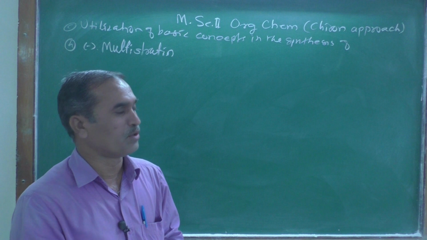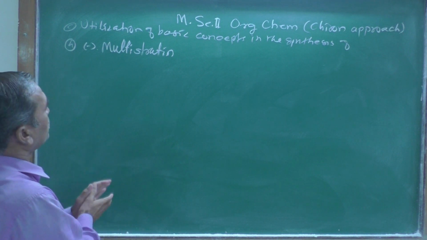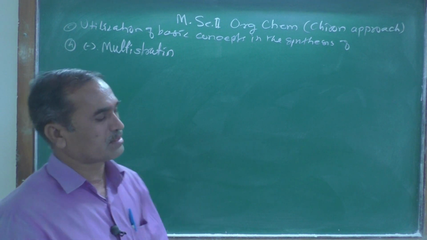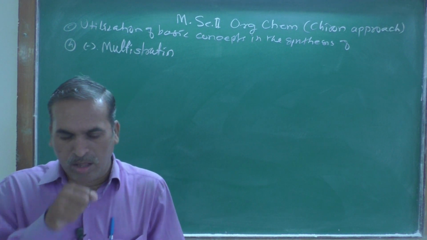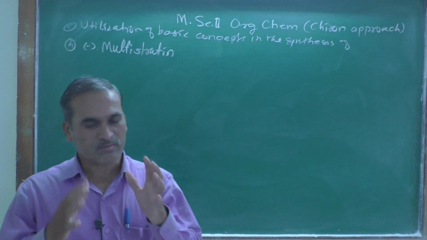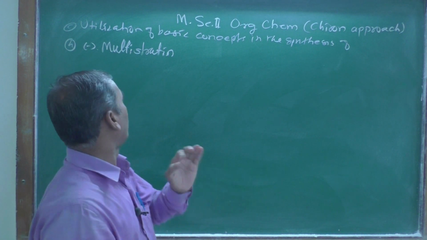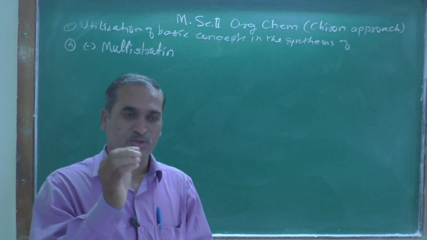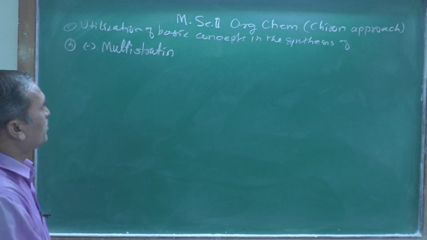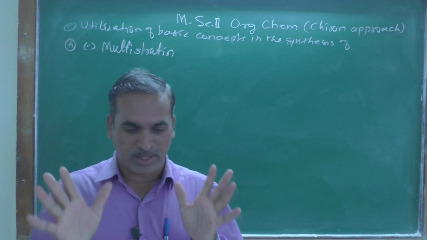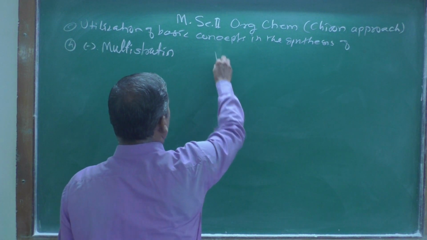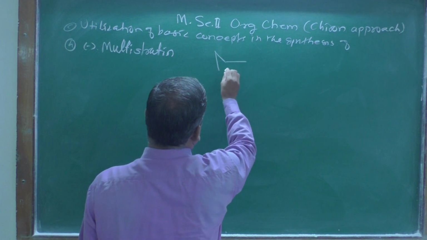So what we are going to discuss today: we are learning the utilization of basic concepts in the synthesis of six molecules, and so far we have learned three molecules. Today is the fourth one. The name of that is multistatin, and you might know the structure of multistatin is this one.